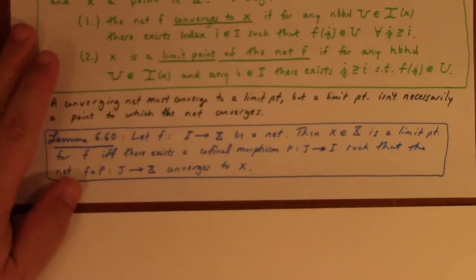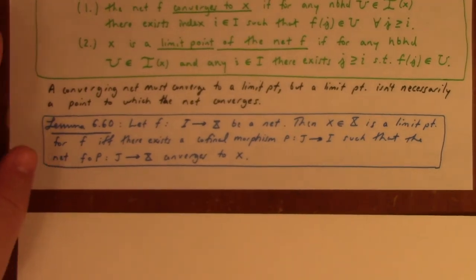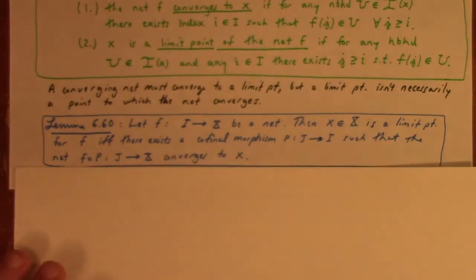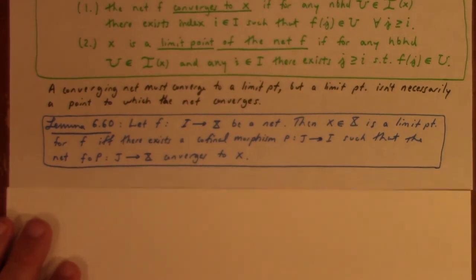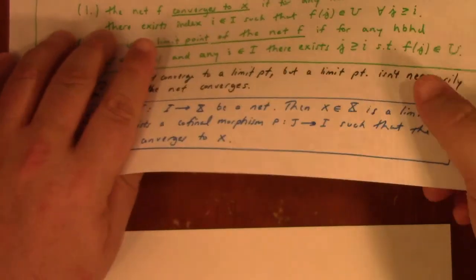Let's see here. Lemma 6.60. You've got yourself a net. X is a limit point for f if and only if there exists a cofinal morphism from J to I such that the composite of the net with the morphism converges to X. So, interesting.